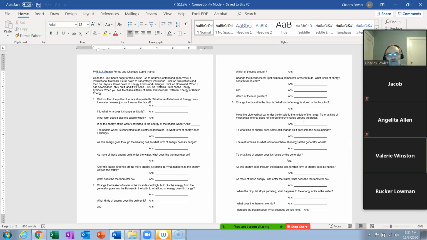Chemical is potential energy, but also gravitational potential. We're not really dealing with any gravitational now. All our stored potential energy was the chemical energy. Now, to what kind of energy does some of it change as it goes into the surroundings?